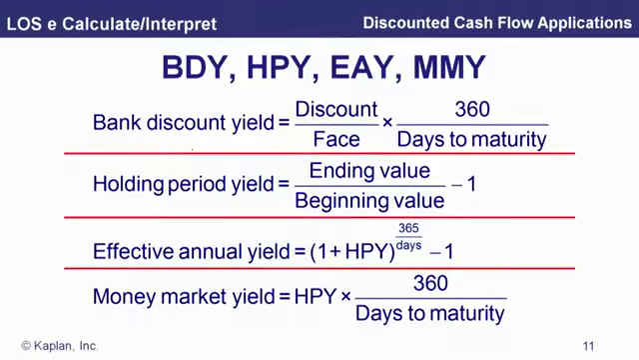So we call this a discount instrument, and the discount there is discount as a percentage of the maturity value or face value. So this bank discount yield is the discount over face value, but we make it an annual number by multiplying times 360 over the number of days to maturity. So that's just by convention.